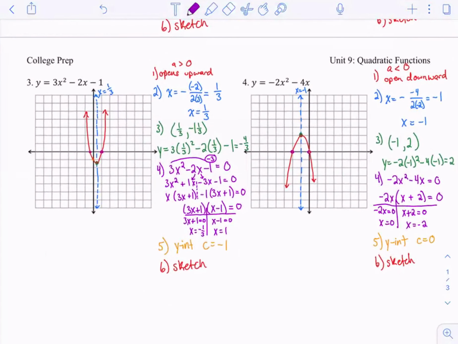So basically, that's it. I really wanted to make sure you knew how to graph a quadratic equation if it was not in vertex form and if it was in standard form.